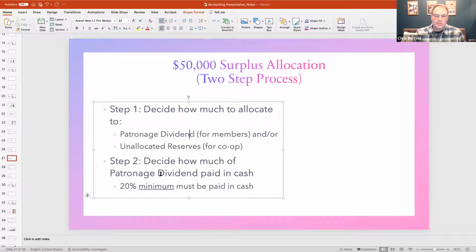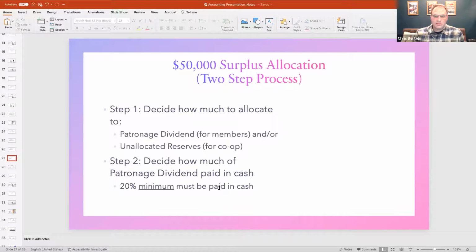So in step one, you're determining what the patronage dividend is going to be, the amount, and then you need to determine how much of that patronage dividend is paid in cash. The minimum is 20%. There's a 20% minimum that has to be paid in cash. That's a congressional requirement, so there's no getting around that. I mean, you could pay out 100% of it as cash, but as we'll see later, there's reasons why you would not do that.